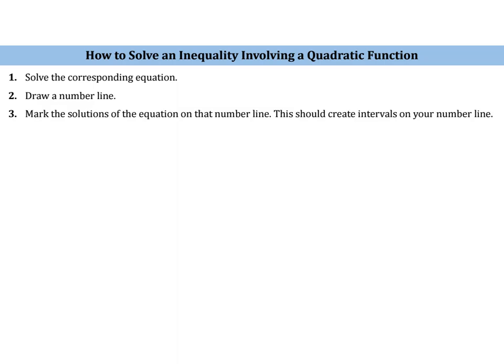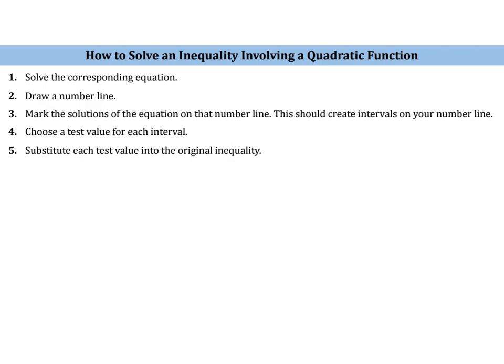I mark any solutions that I obtained from solving the equation onto that number line. That will give me some intervals. Now, on the intervals, I will either satisfy the inequality or I won't. So what we will do is we will choose a test value on each interval to determine whether or not the test value, which is representative of the entire interval, will satisfy the original inequality.